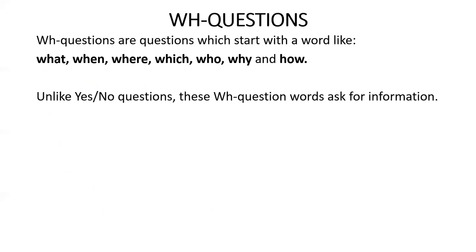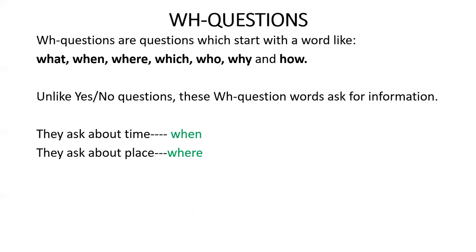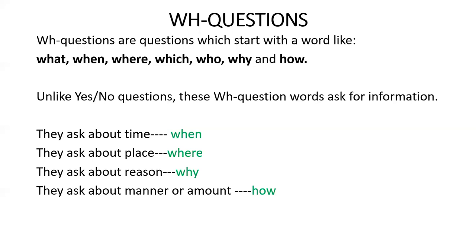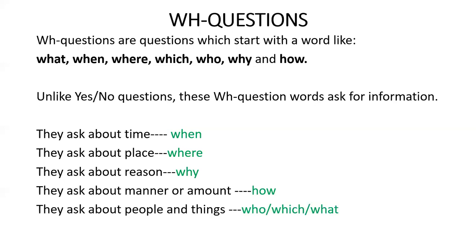What kind of information? They might ask us about time, so we use the word when. They might ask about place, and we use where. They ask about reason, and we say why. They might ask about the manner in which we do something, or the amount of something, the number of something. So we might use how. How has many, many uses. We'll talk about it a bit more later. They might ask us also about people or things, or actions actually, lots of things, and we might use who, which, or what for that.